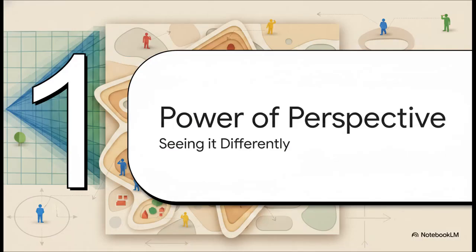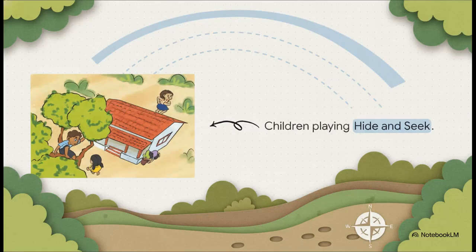All right, let's jump into section 1, the power of perspective, seeing things differently. Now, what's really interesting about this chapter is the core idea. It's simple, but honestly pretty profound. Your physical location completely dictates the visual information you receive. Literally, if you change where you stand, you change what you see.